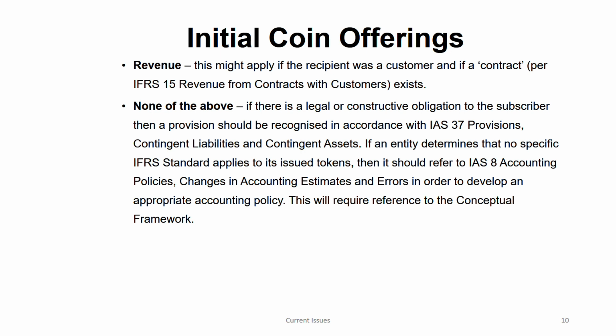None of the above. For example, if there is any legal or constructive obligation to the subscriber, then you record it as a provision under IAS 37. Then you recognize a provision. But if the entity says that no specific IFRS standard applies to these issued tokens, because how do you know which standard to apply for issued tokens? Is there any specific standard that says issued tokens have to be accounted for like this? No. So if no IFRS standard applies there, then you have to refer to IAS 8. Why?